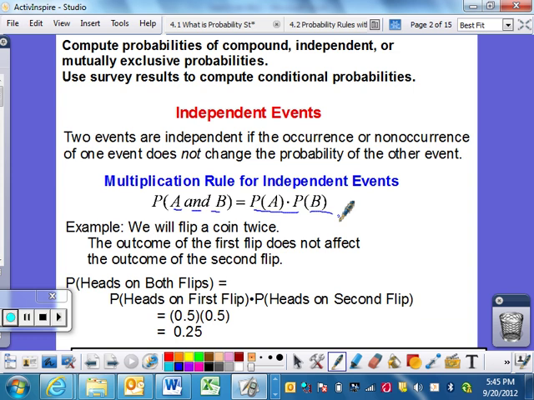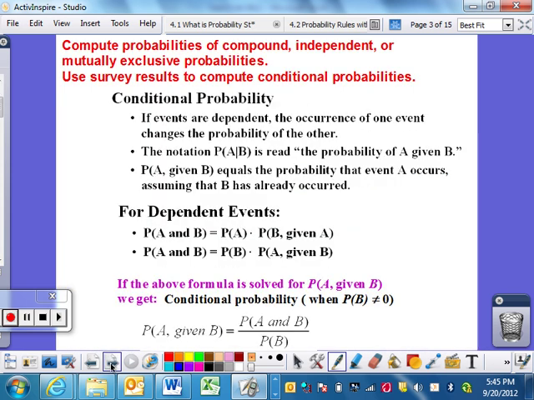the two probabilities together. An example would be if you flipped a coin twice, the outcome of the first one does not affect the other, so they are independent. It's just a matter of multiplying them together. So heads on the first is 0.5, heads on the second is also 0.5, multiply them together. That's where you get your 0.25 when you multiply those two together. That's a simple idea of an independent event.